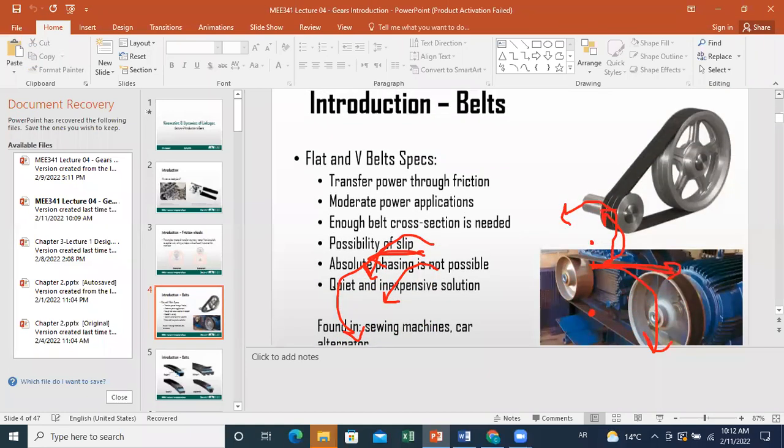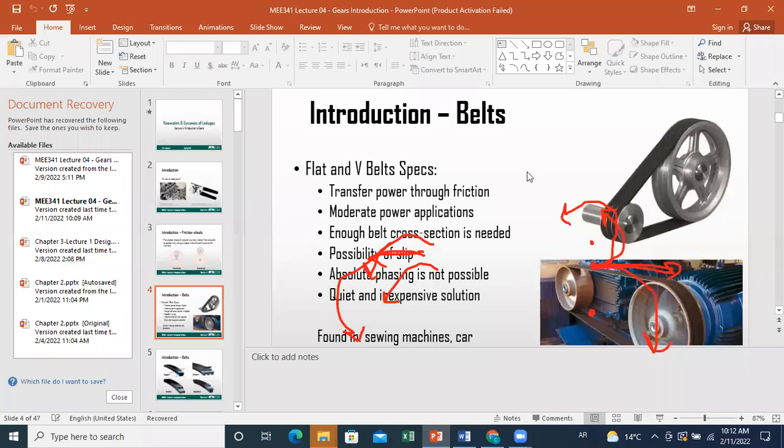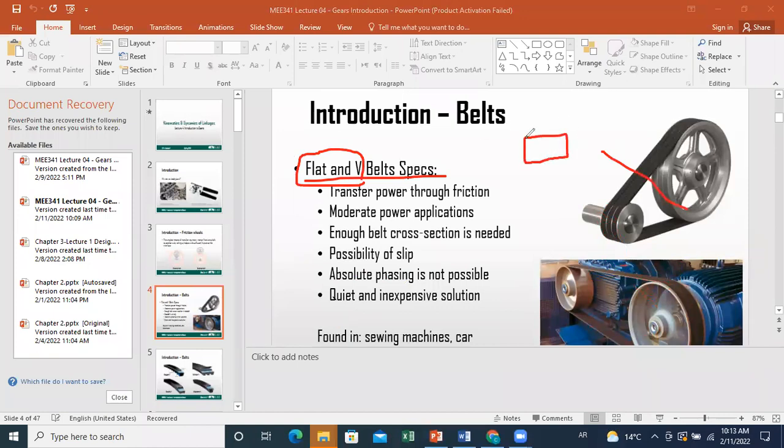You can use belts also to transfer rotary motion between parts. And you have several configurations of belts. They can be flat or V. When we talk about flat or V, this means what is the shape of the cross section of the belt. So if you do a cross section for a flat belt, you will just see a rectangular cross section. However, for a V belt, when you do a cross section, you can see this. And we'll see the application of each one.